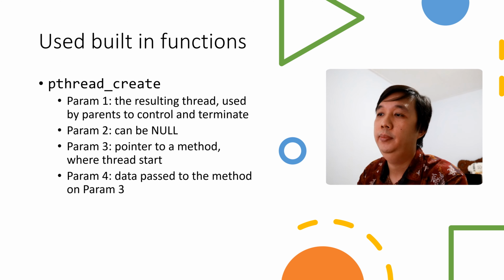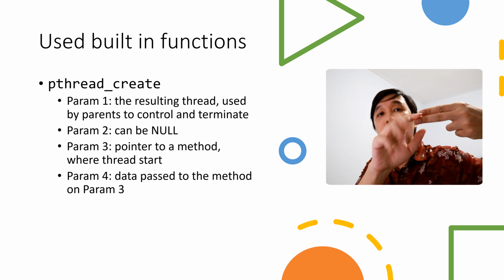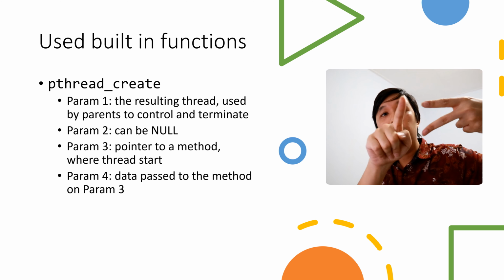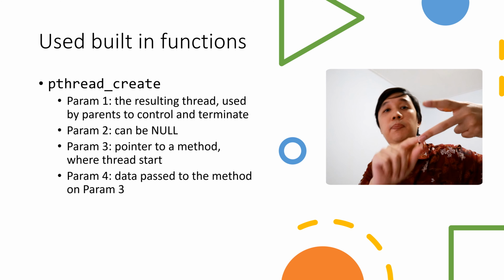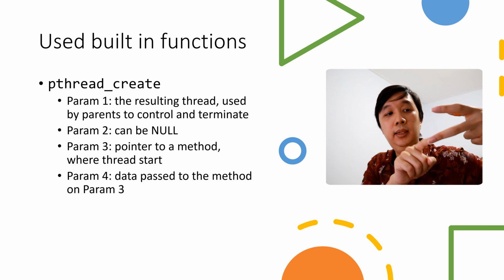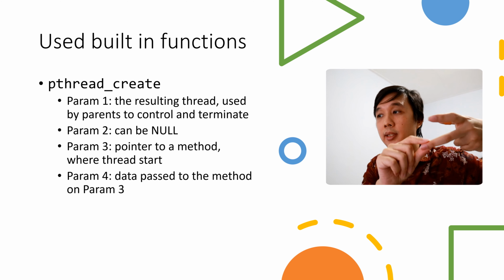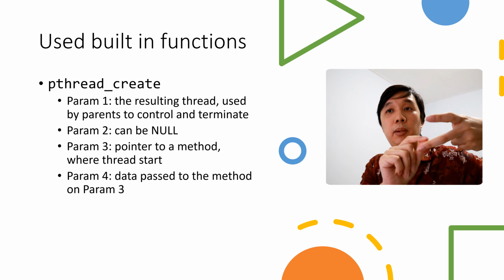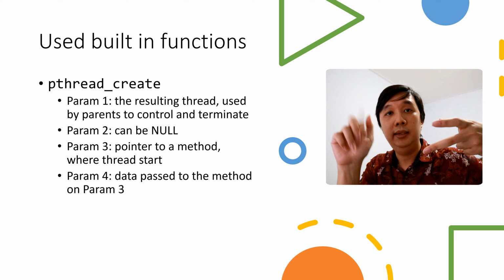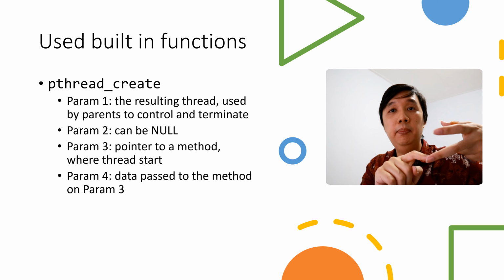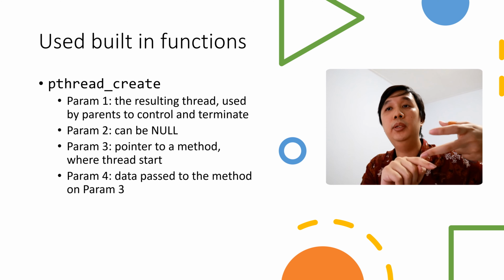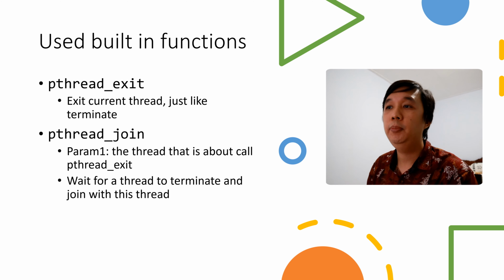For example, you split this process into 2. This is the main process and this is the thread. This thread must begin somewhere, and that's the procedure, function, or method, whatever it is, where the thread starts. Remember, you have to put a star sign on the method name, because it must be a pointer to a method.